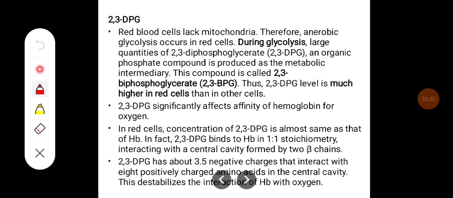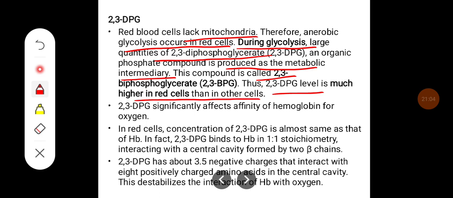2,3-DPG. Red cells lack mitochondria, therefore, anaerobic glycolysis occurs in the red cells. During glycolysis, large quantities of 2,3-DPG, an organic phosphate compound, is produced as a metabolic intermediary. This compound is called as 2,3-DPG. So, thus 2,3-DPG level is much higher in red cells than other cells. 2,3-DPG significantly affects the affinity of hemoglobin for oxygen. In red cells, the concentration of 2,3-DPG is almost same as that of hemoglobin.